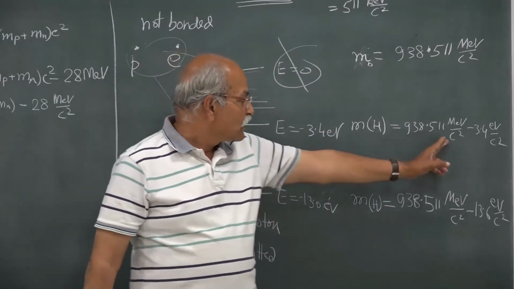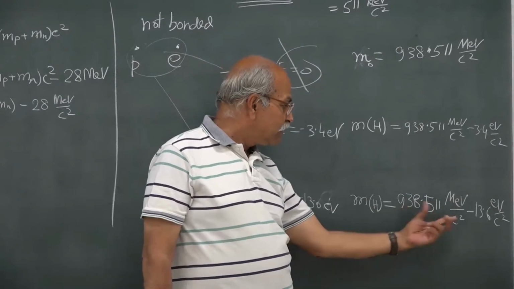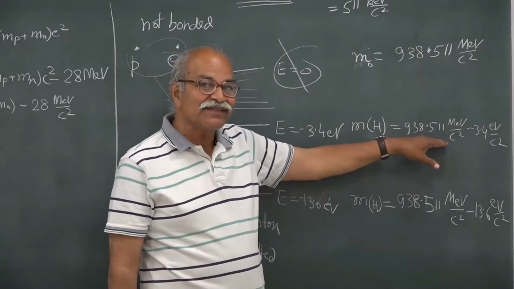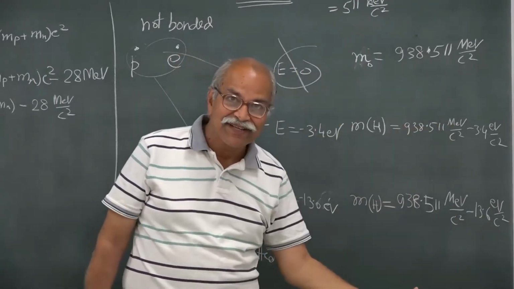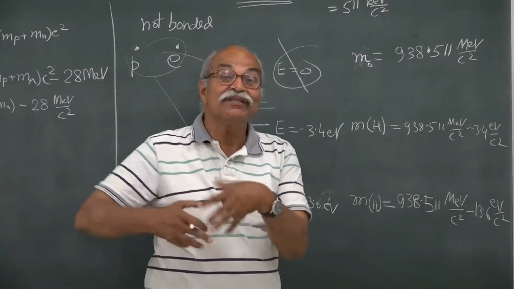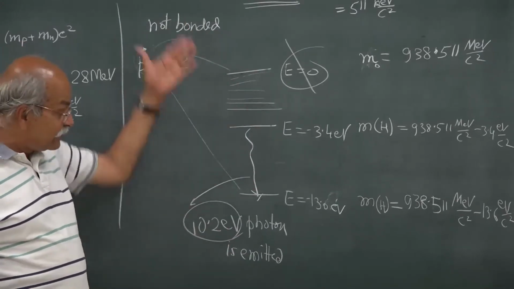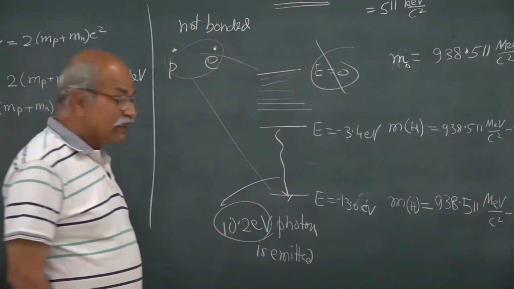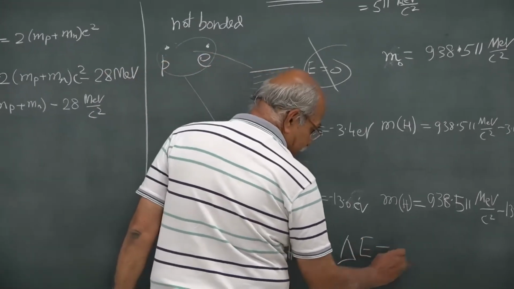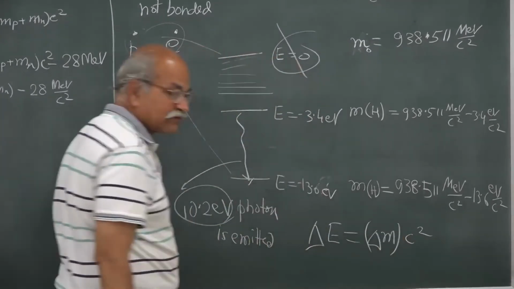Here it was this number minus 3.4, here it is that same number minus 13.6. So, this is a lower rest mass and this is a higher rest mass. The rest mass has decreased, and that decrease in rest mass multiplied by c square, that much energy is made available. So, the mass is converting into energy, and that energy is delta m, the decrease in rest mass, times c square.